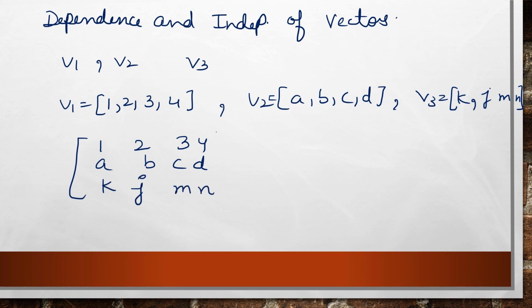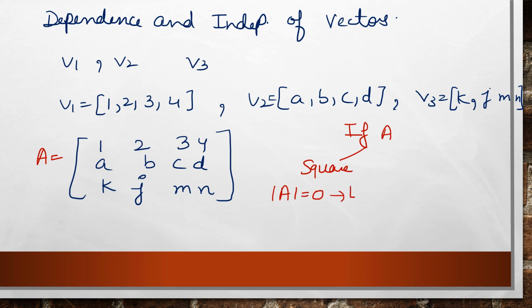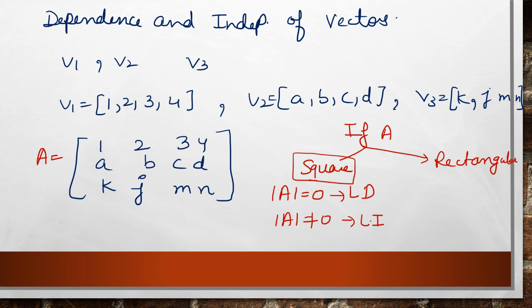Generate a matrix, and then there are two approaches which you can use. See, let's say this matrix is A. If A is a square matrix, then you just check one thing. If determinant is 0, then linearly dependent. If determinant is non-zero, then this will be a linearly independent set of vectors. This is possible if you are having a square matrix. In case of a rectangular matrix, you can use rank.